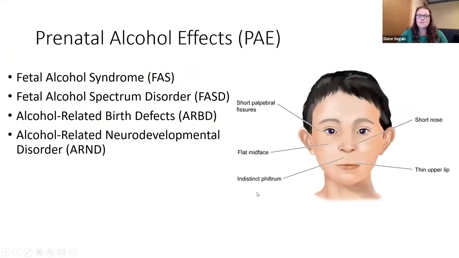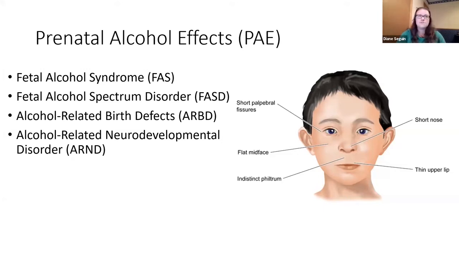So moving forward, I'm going to be using the term prenatal alcohol effects because I'm going to be talking about both human and animal studies. But across the human literature, the most common terminology we use for children who have changes or impairments due to fetal alcohol exposure is the umbrella term fetal alcohol spectrum disorder. So this is a relatively more recent term.